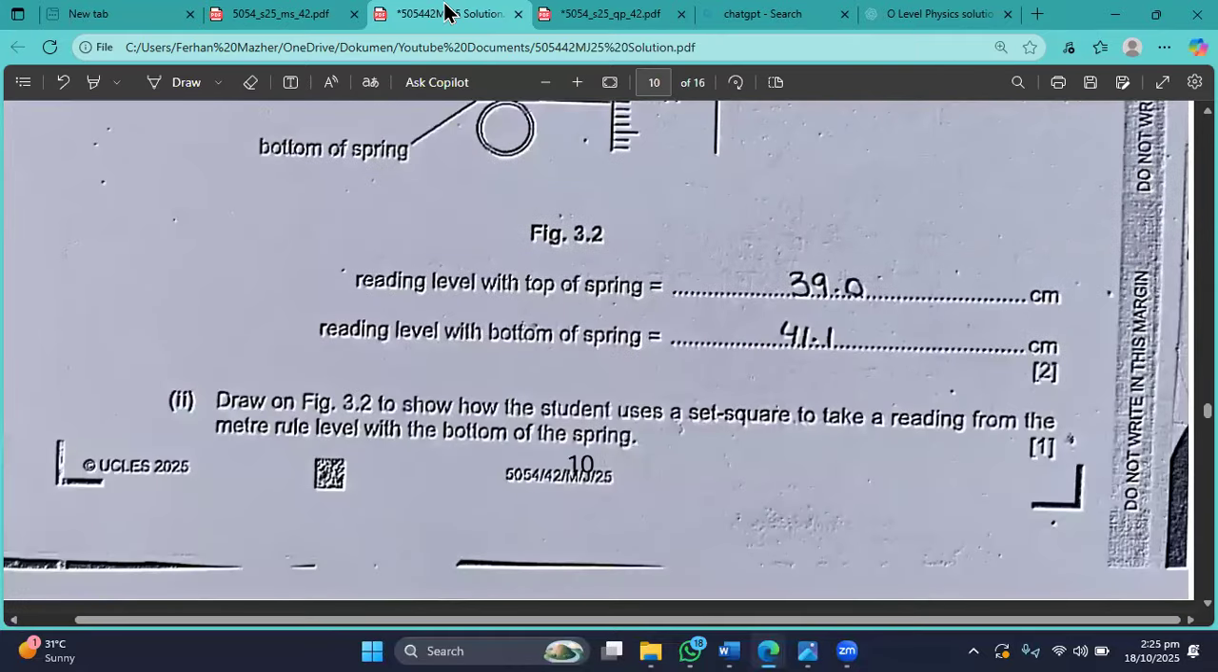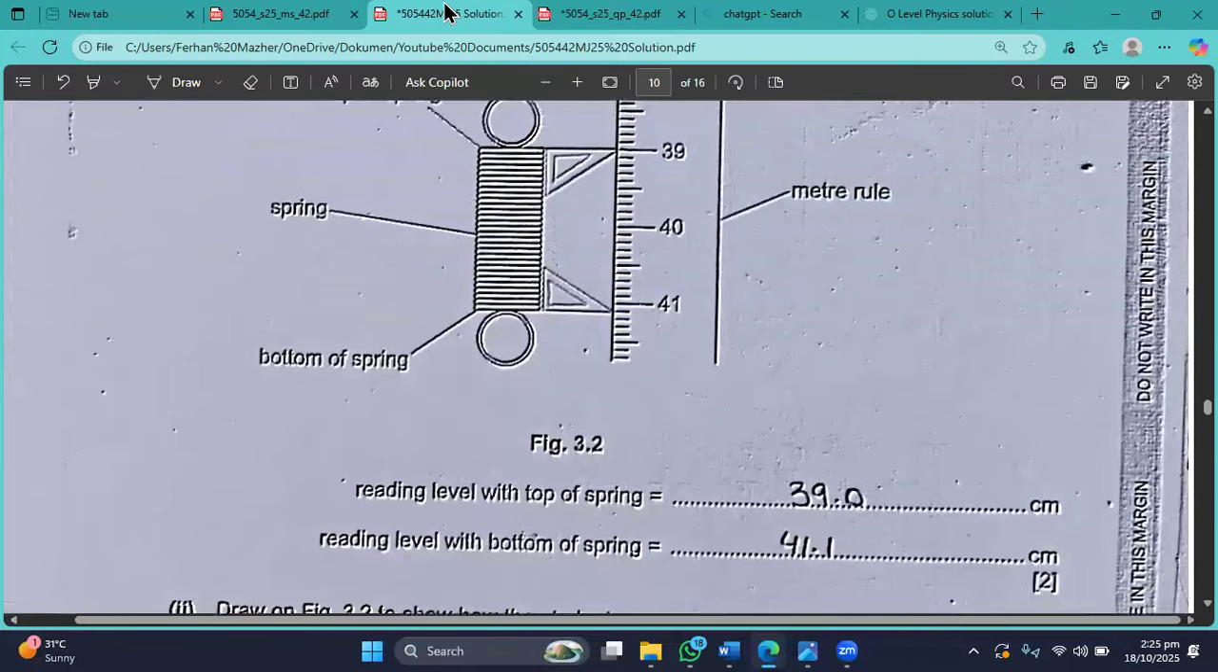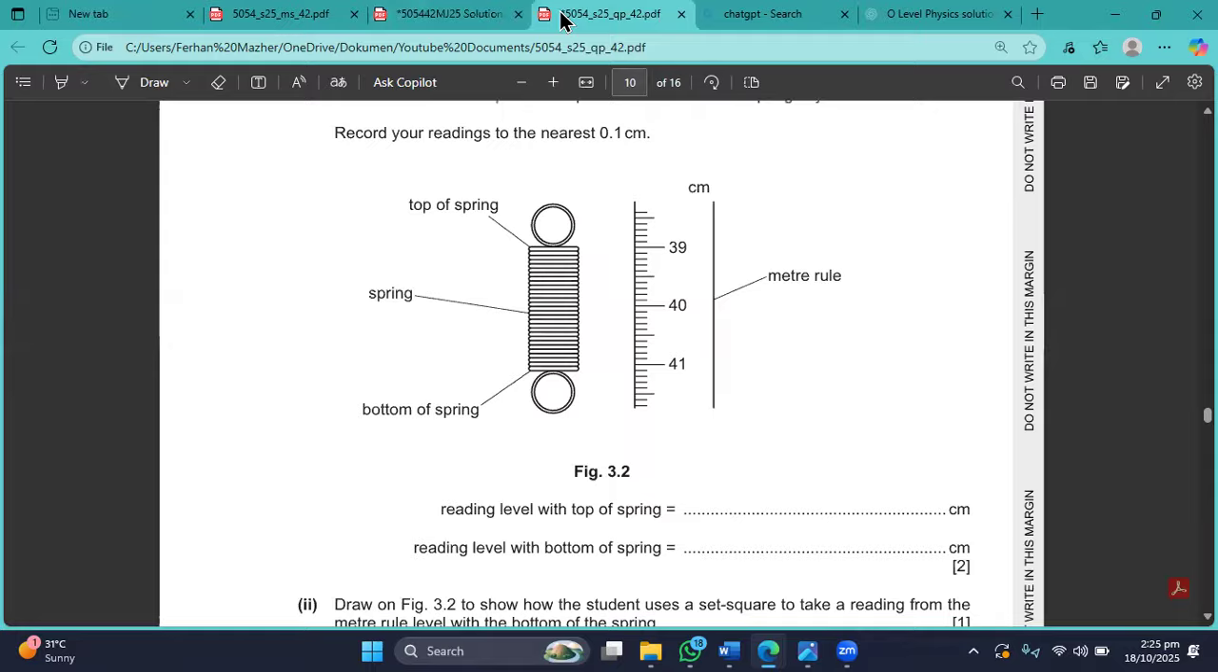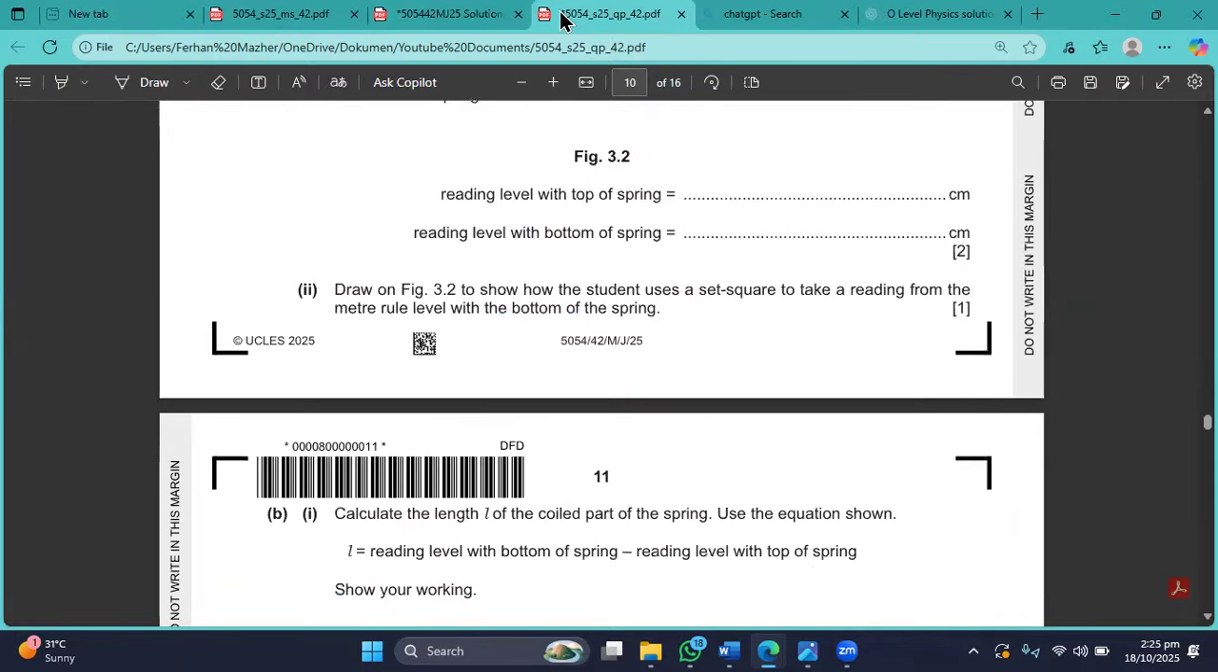So Fatma noted that the top is at 39, and the bottom is at 41.1. Okay, 39 and 41.1. Then the question says, draw on figure 3.2 to show how the student uses a set square to take a reading from the meter rule level with the bottom of the spring.